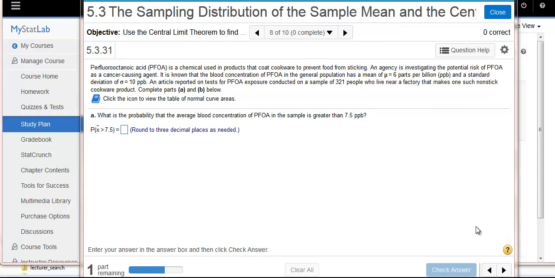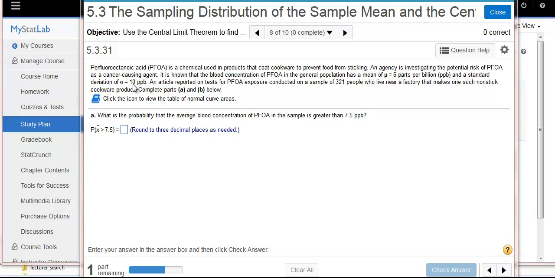Hello, in this video we're going to look at how to find the area under a normal curve, and we're given some data here. If we read through this problem, we're given a population mean of mu equals 6 and a population standard deviation of sigma equals 10. And so what we need to do is understand a good assumption for the sample mean and the sample standard deviation.